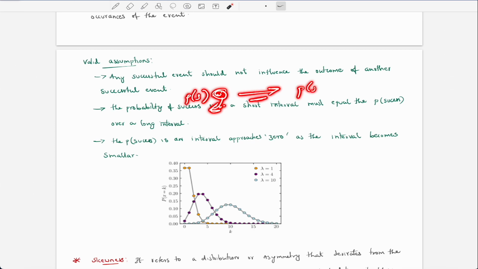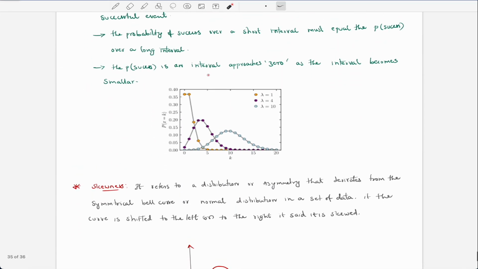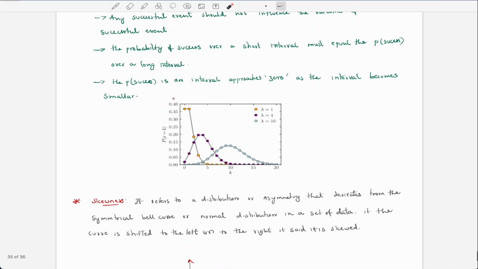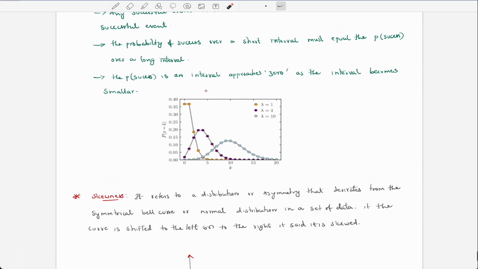It must be equal to the probability of success in a long interval of time. The probability of success approaches zero as the interval becomes smaller. So this is a small geometric intuition about the Poisson distribution. We have lambda equal to 1, lambda equal to 4, and lambda equal to 10, so we have three kinds of distributions out there.